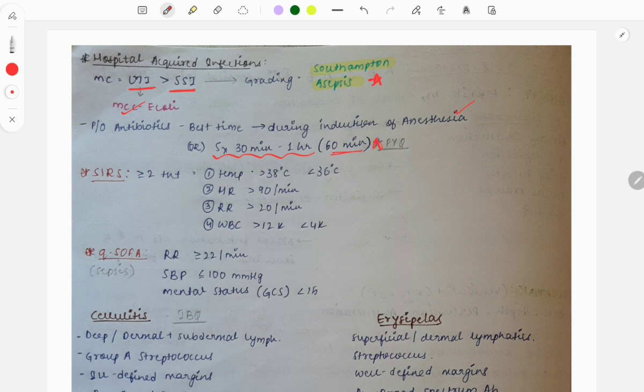So this was asked as a previous year question. Multiple times this question is asked, as a one-liner and as a clinical case.